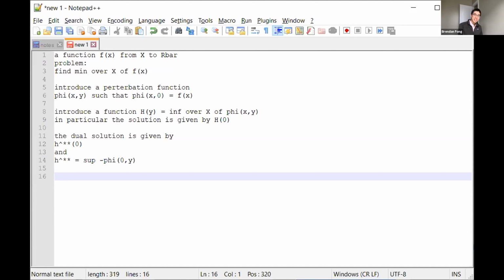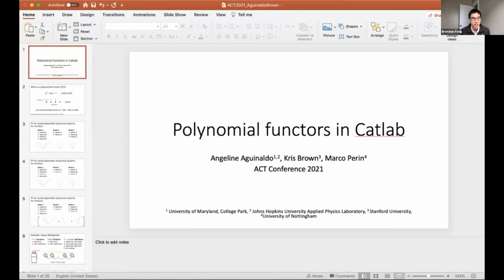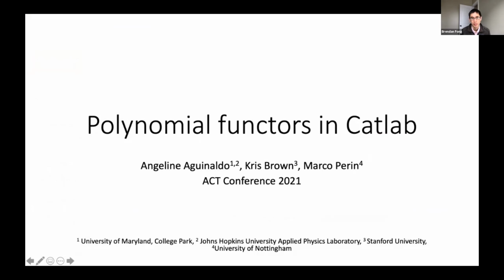Okay, well, let's thank the entire group for their presentation. It's very interesting. And now, apologies for moving quickly on, but we have now James Fairbanks and Evan Patterson's group on the categorical and computational aspects of C-sets. And first up speaking are Angeline Aguinaldo and Kris Brown on implementing polynomial functors in CATLab.